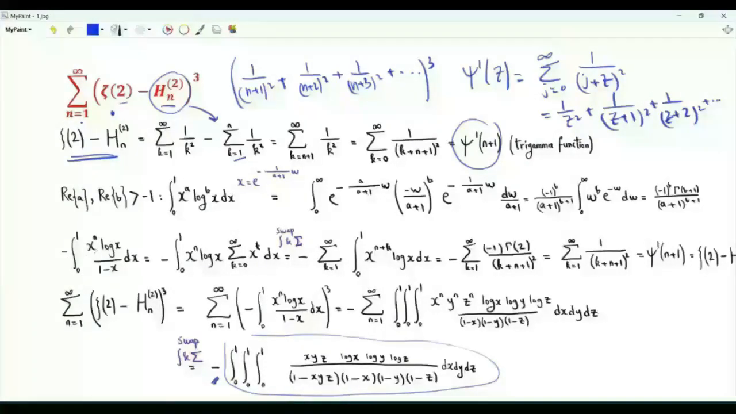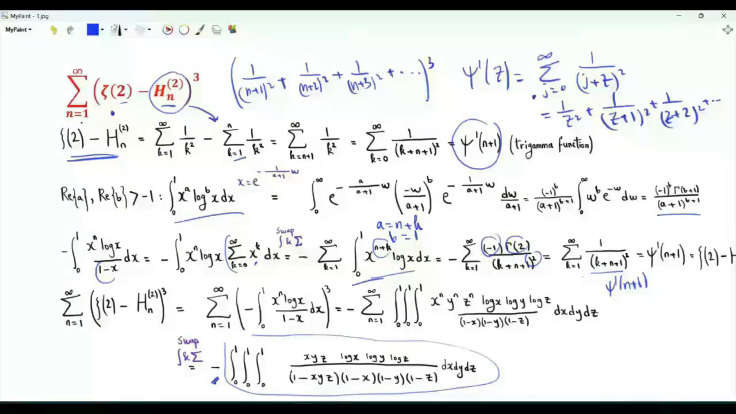Consider minus integral x from 0 to 1 of x to the n log x over 1 minus x. 1 over 1 minus x is summation over non-negative integer k of x to the k. Let's integrate term by term. We have integral x from 0 to 1 of x to the power n plus k log x. We can use this widely used result with a equal to n plus k and b equal to 1. This integral is minus 1 to the 1, gamma of 2 which is equal to 1, divided by n plus k plus 1 squared. Comparing with this series representation of the trigamma function, this is trigamma of n plus 1, which is the difference between zeta of 2 and this generalized harmonic number.